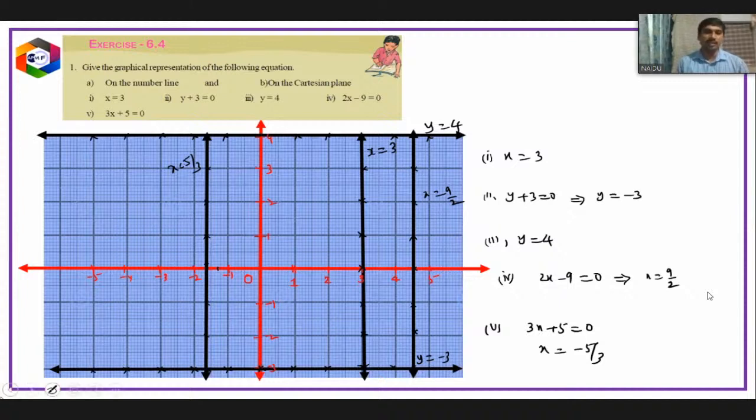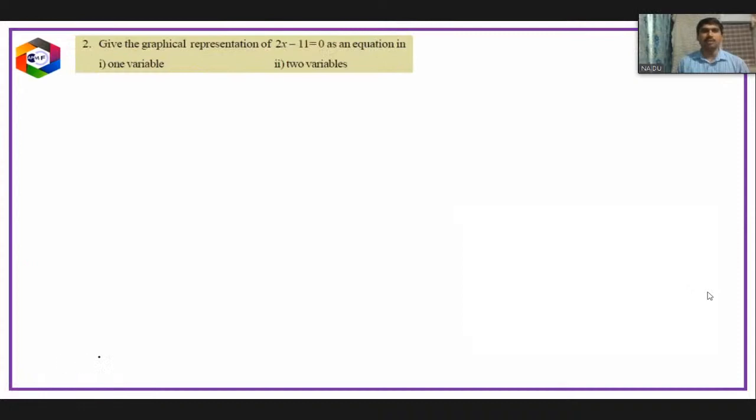I think it is clear. So we are moving to the next question. Give the graphical representation of 2x minus 11. In the first problem we did 5, but again here one more extra is asked. Anyway, we will complete only this exercise, so that instead of wasting time, I'm going. Let us take one variable and two variables.